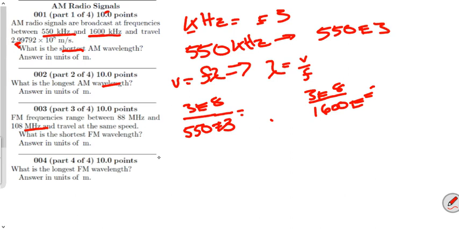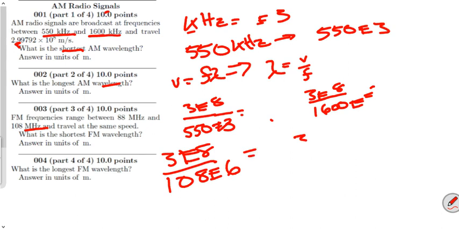All right, now when we go down to 3, same thing. You're still going to be going 3 times 10 to the 8th. But now it's divided by a megahertz, so 108 E, and mega is times 10 to the 6th. All right, and get your answer. And again, for the other one, 3 times 10 to the 8th divided by 88 megahertz, which is E6. Get your answer.